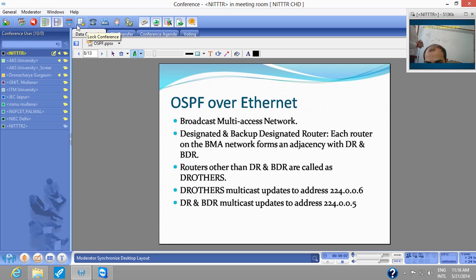Another huge thing, sir. OSPF over Ethernet. Okay, anyone having any idea about the broadcast multi-access networks? Come on, look out, come on. Broadcast multi-access networks or your Ethernet networks. Anybody having any idea?